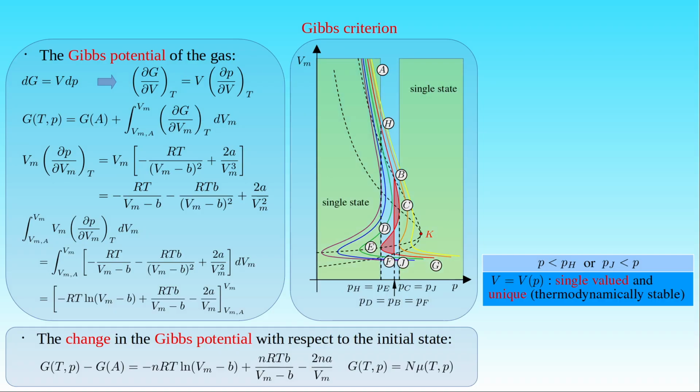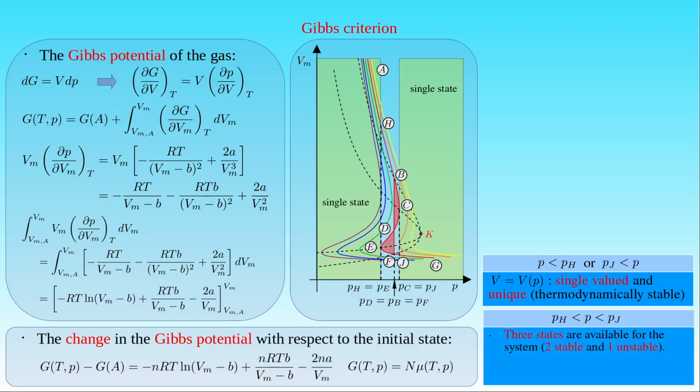However, as the pressure increases above pH or decreases below Pj, that is, P is in the interval between pH and Pj, or equivalently between Pe and Pc, 3 states of equal pressure become available on the isotherm. The branch representing such states of the given isotherm lies within the orange region, where any horizontal line of constant pressure will intersect the isotherm in 3 points representing the 3 available states for given pressure and temperature. For example, the states B, D, and F are such available states at the pressure PB, where 2 of these states, namely the states B and F, are stable, and the state D is unstable.